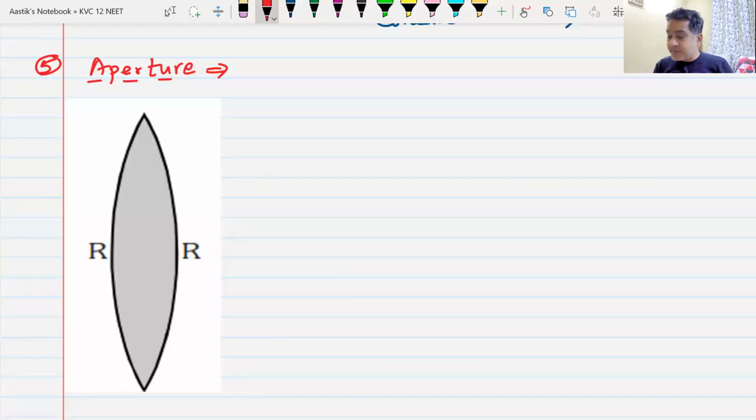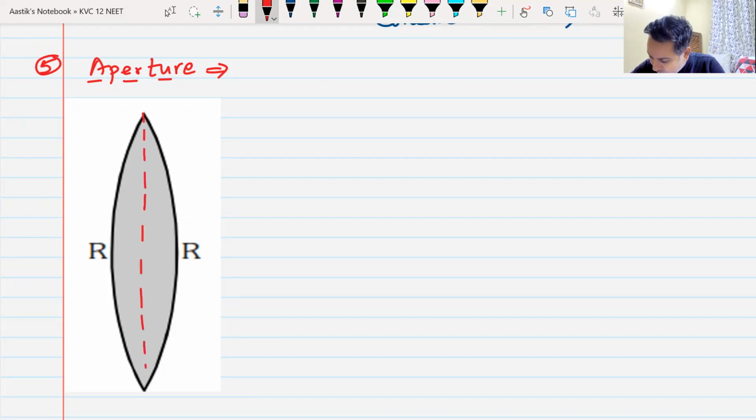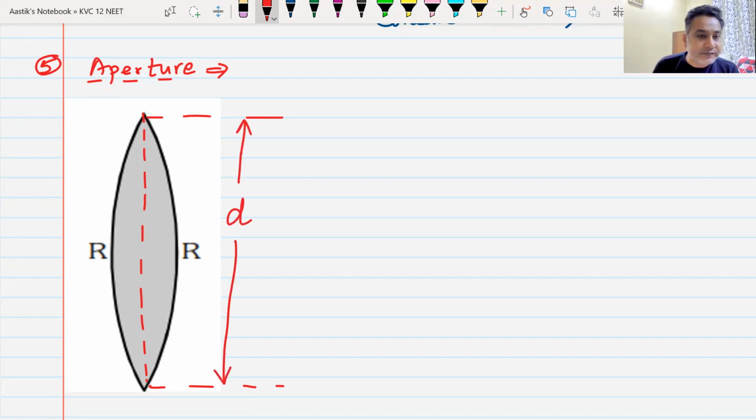Okay, the next and the last heading, definition, is known as the aperture of the lens. What do you mean by this aperture of the lens? You look at this. This will be known as the diameter of the lens. The effective diameter of the lens, D, this D is known as the aperture of the lens.